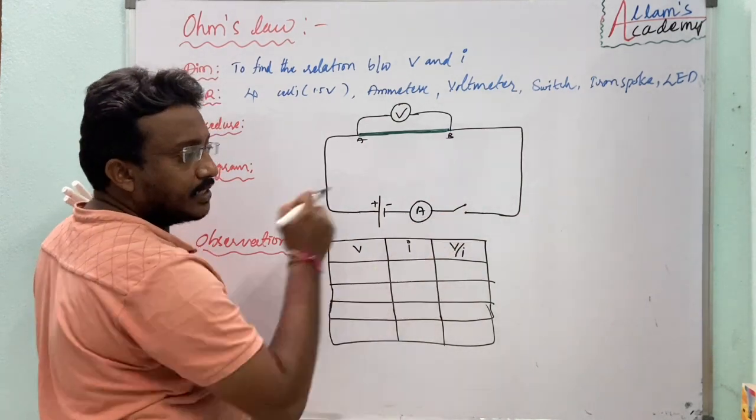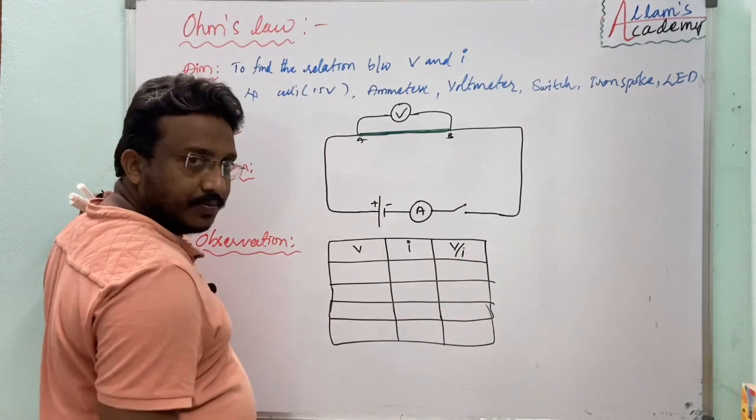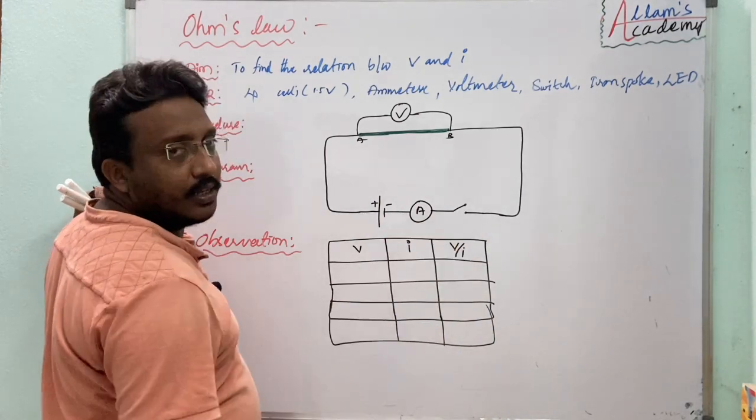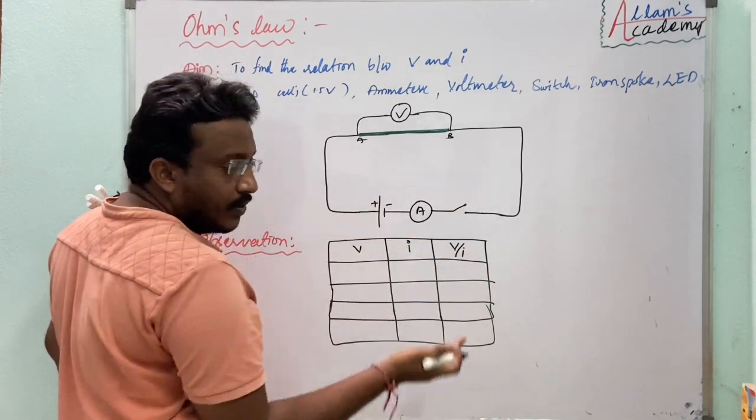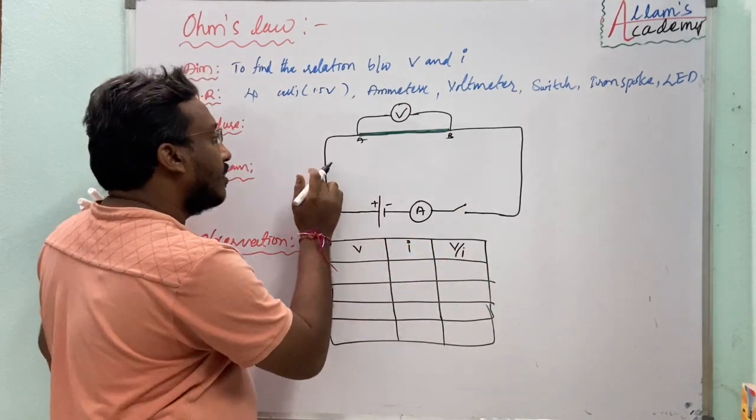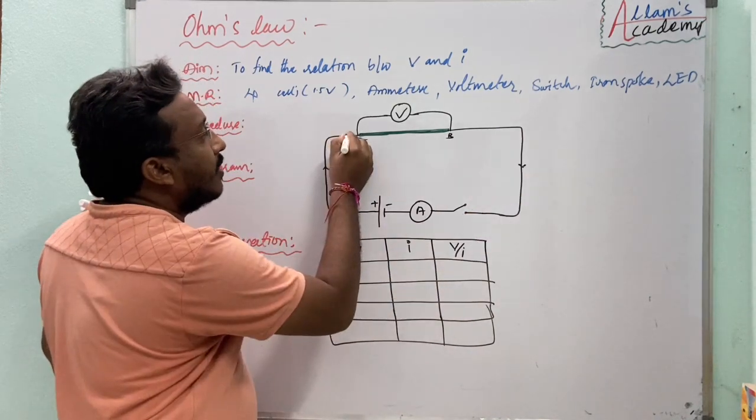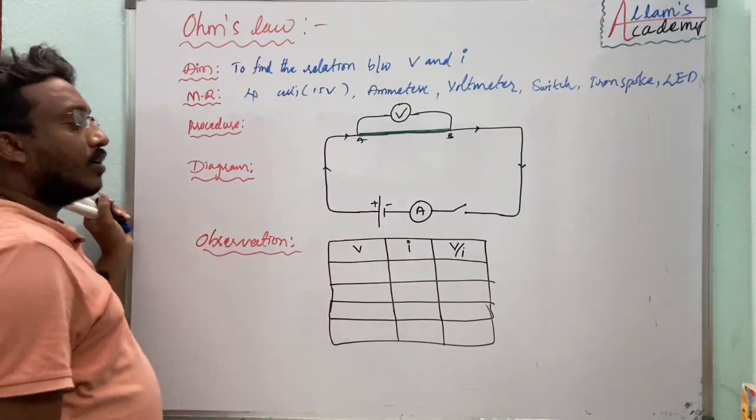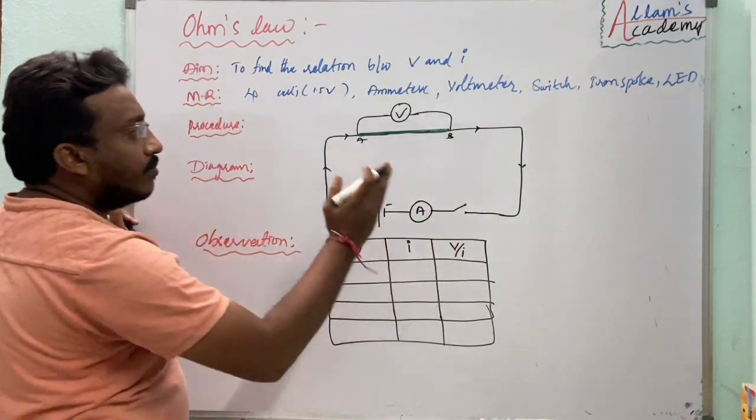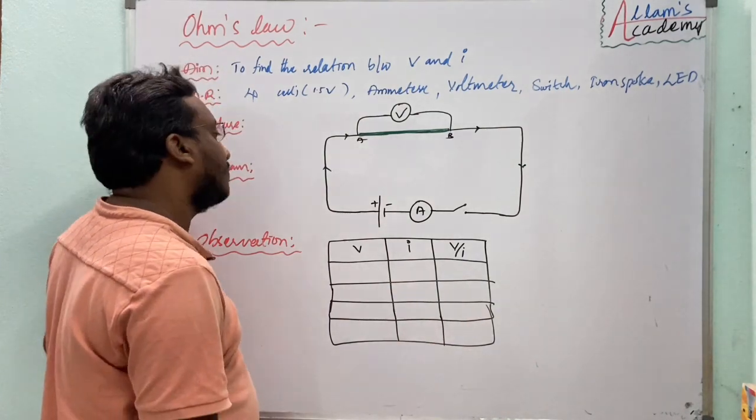This is now an open circuit, so current will not flow. Then close it, switch on the circuit. Then current flows. We know that current flows from the positive terminal to the negative terminal in this direction. Electrons move from the negative terminal to the positive terminal, opposite to the direction of the electric field.